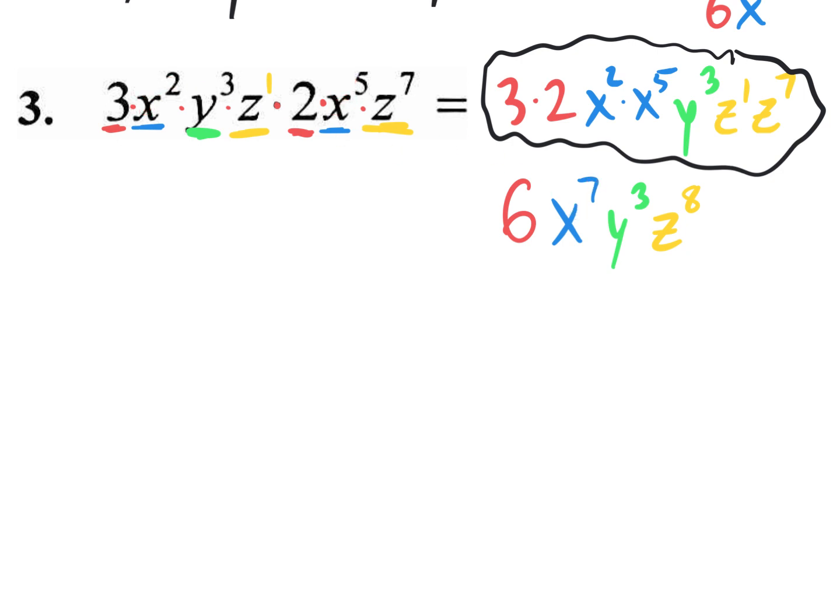That's x to the 7th. Y to the 3rd, there are no other y's. So y to the 3rd, just bring it down. Z to the 1, z to the 7th. Add 1 plus 7, you'll get z to the 8th. That's rule 1. Okay. Let's move on to rule number 2.